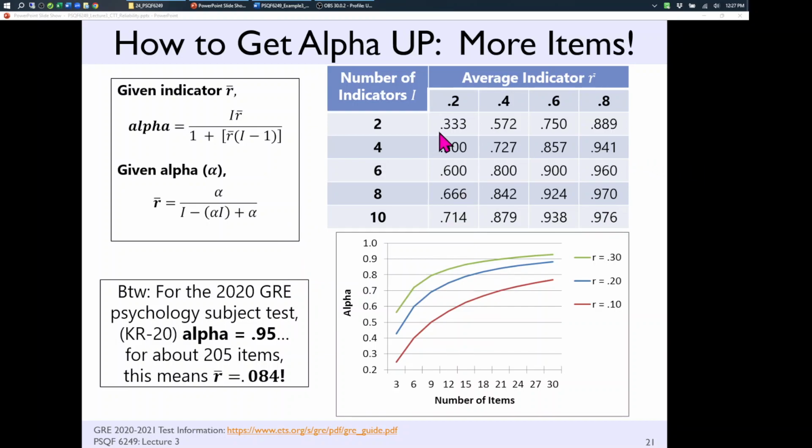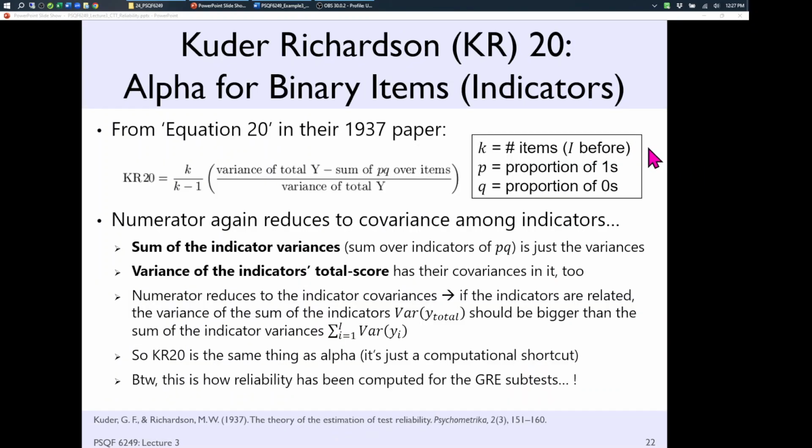So, point of the story, a good alpha does not mean you have a good scale. Here is another way that alpha can be computed. This is called the KR20, and that is because it comes from equation 20 of a 1937 paper. I told you at the beginning of class that these methods are not that modern, and I am not wrong. This is just a computational shortcut to computing alpha if you have binary items. It's not a different measure of reliability.